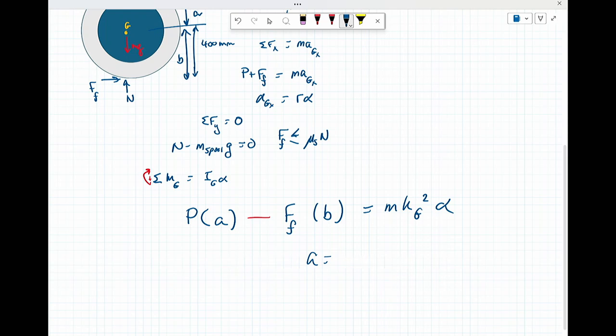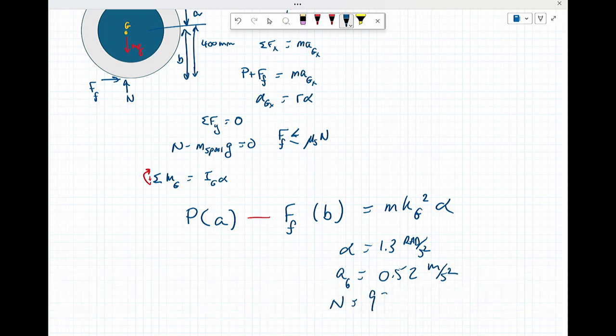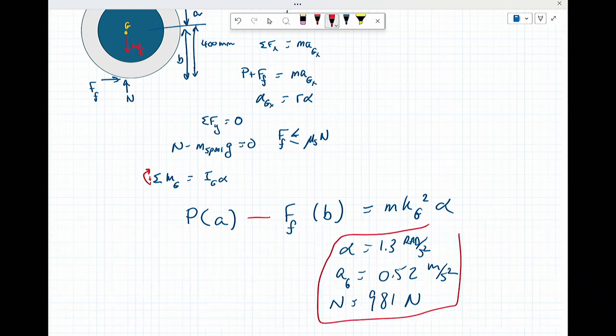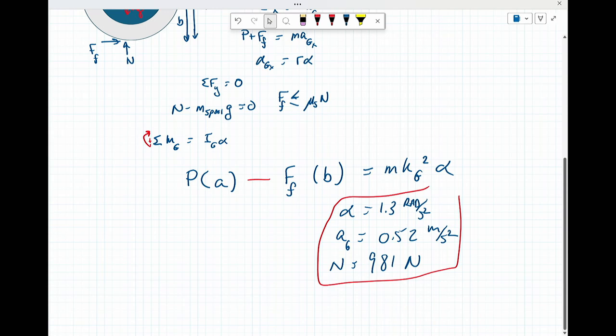Now I have this acceleration. Oh, maybe I should do alpha first. Alpha, 1.3 rad per second squared. a_G equals 0.52 meters per second squared. Normal force is equal to 98.1 newtons. Am I done here?